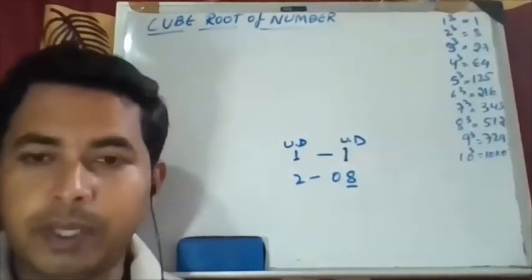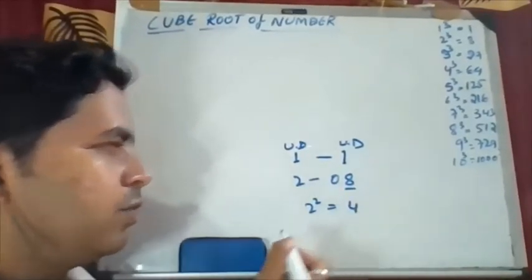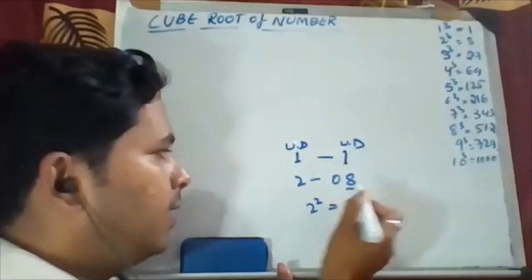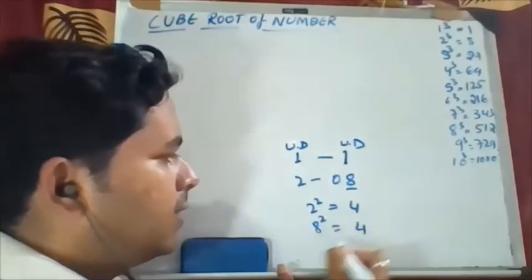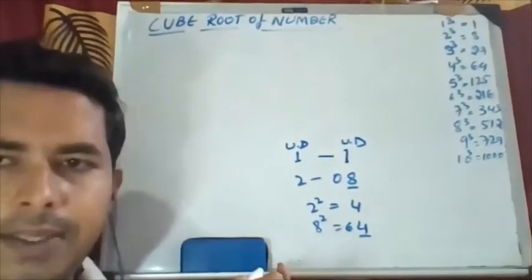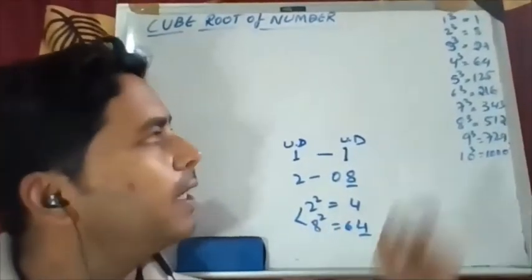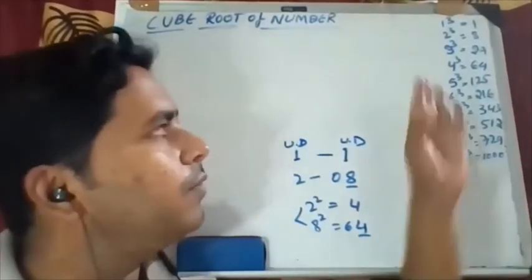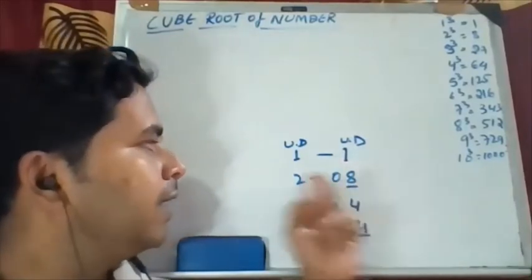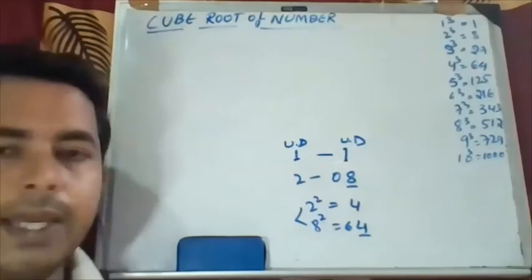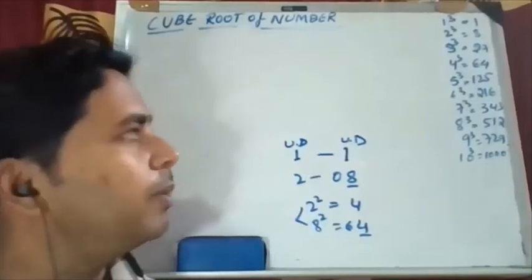In the square, if you multiply, 2 squared is 4, and again 8 squared also has unit digit 4. So there were two numbers linking to each other, but here it is not like that. Here only one number corresponds to each unit digit. If you get unit digit 8 in the cube value, the cube root will be 2 only.